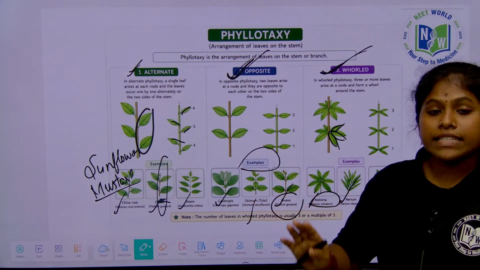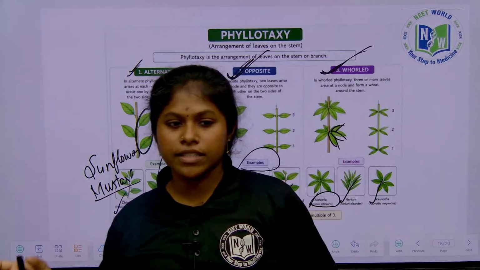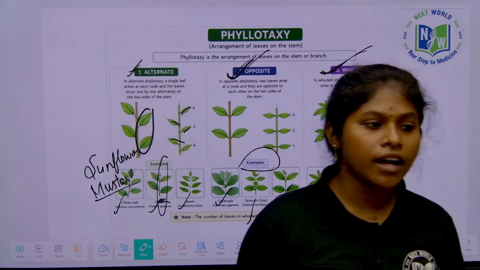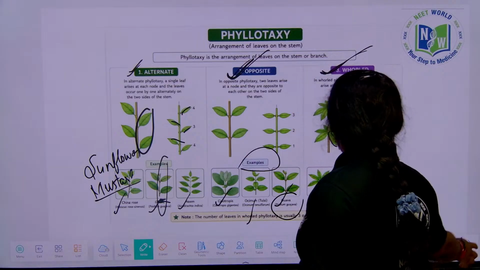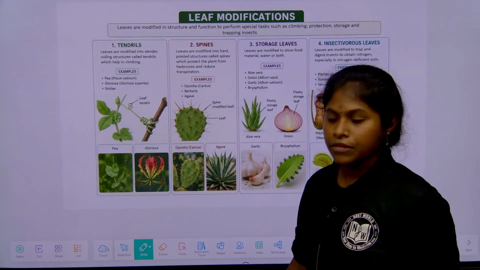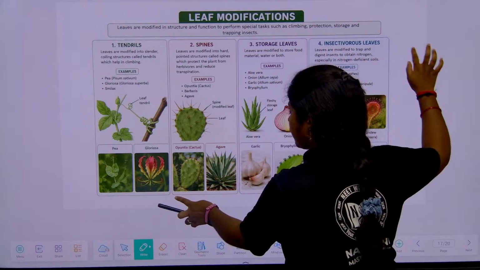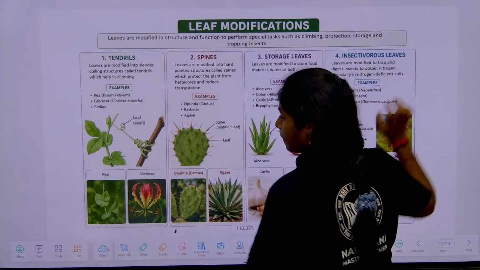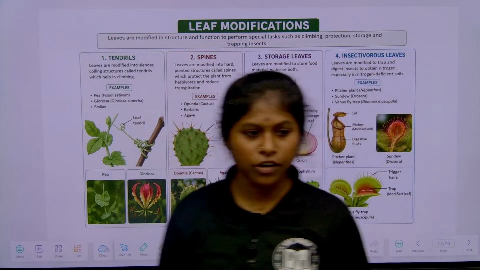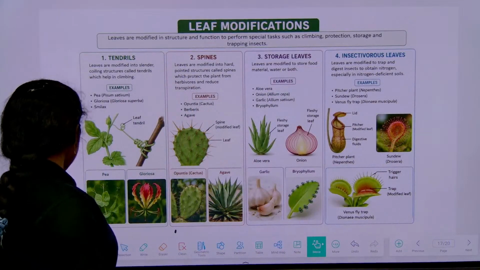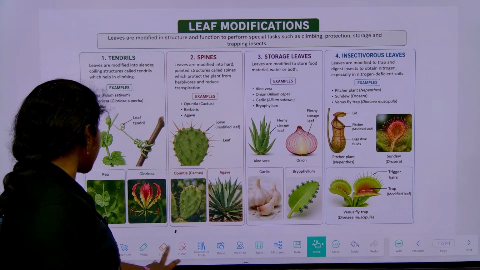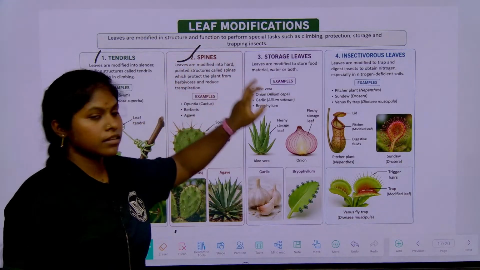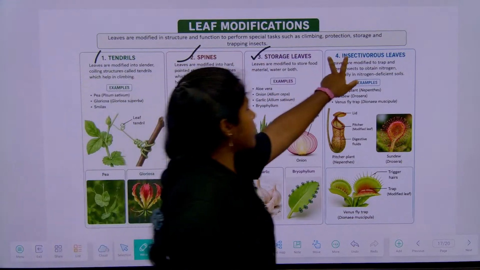If the stem is modifying, we can say it is a stem modification. If the leaf is modifying, we know the general functions of the leaf. Other than the general functions, if the leaf is modified to show some specialized functions, then it is a leaf modification. Here also types are there. What are they? Tendrils, spines, storage leaves, insectivorous leaves.